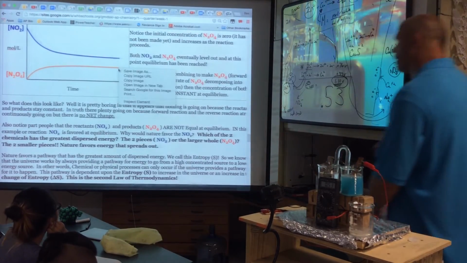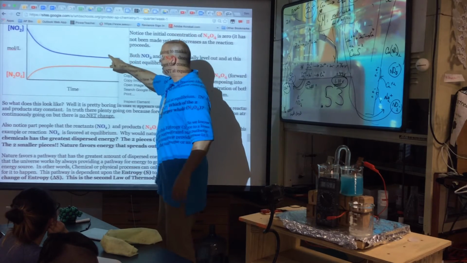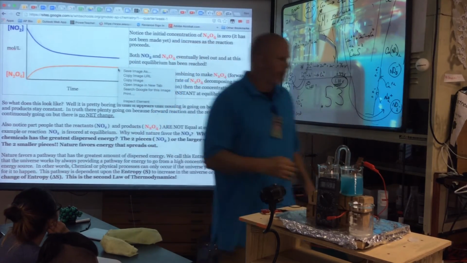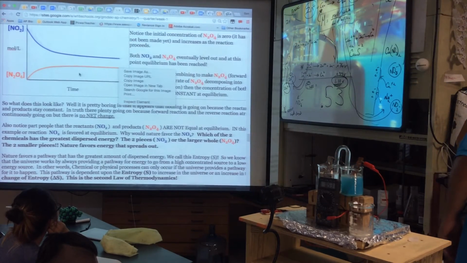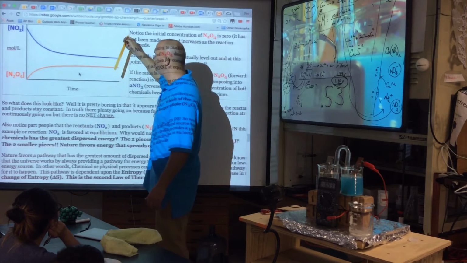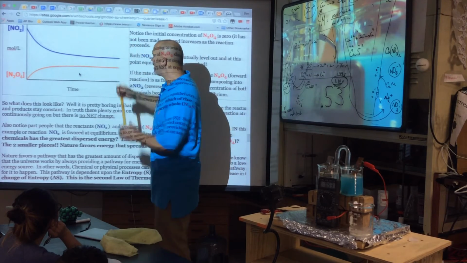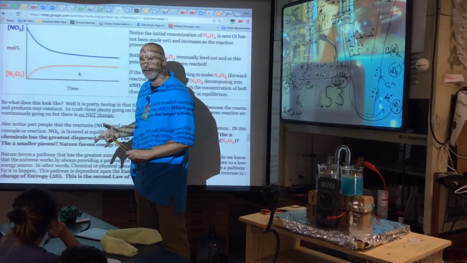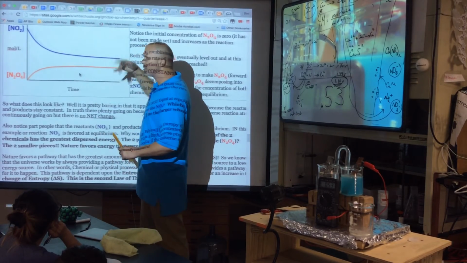Now, because we're at equilibrium, does that mean that there still isn't a favored way to go? Even though I'm at equilibrium, is there still more NO2? So even at equilibrium, we're not equal in amounts. There's still a favored way. Okay? NO2 likes to exist.